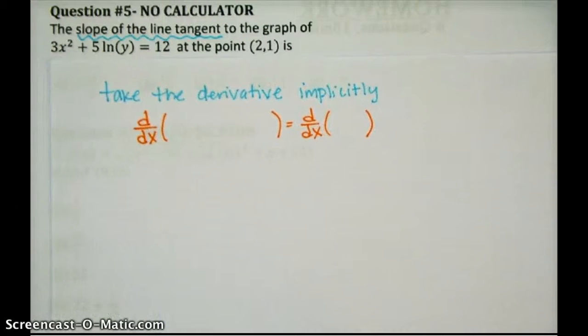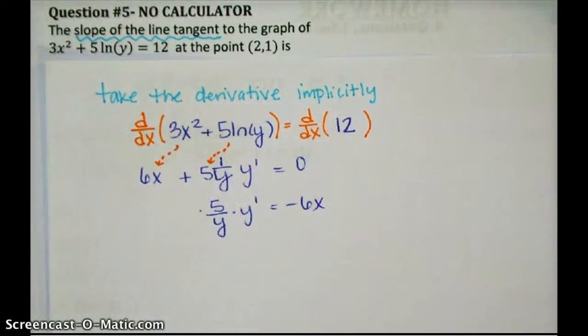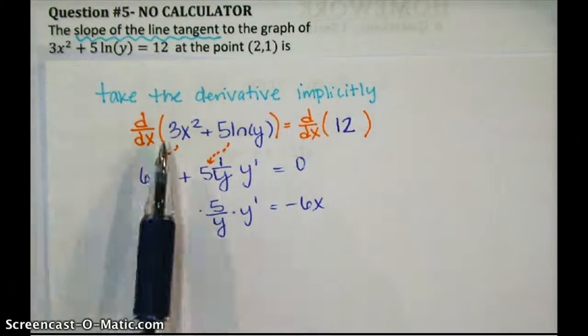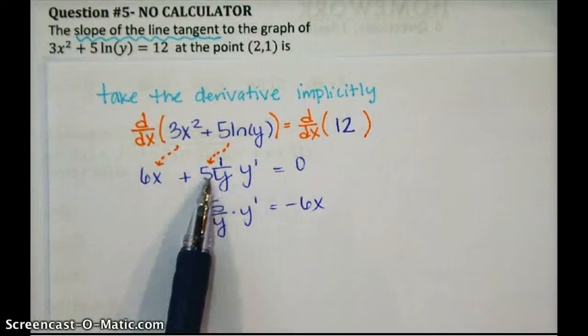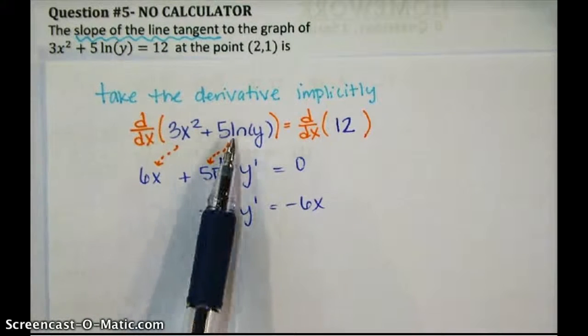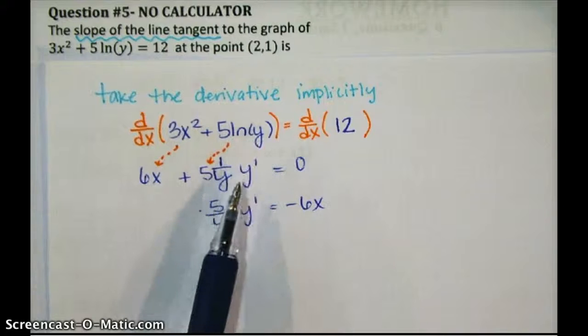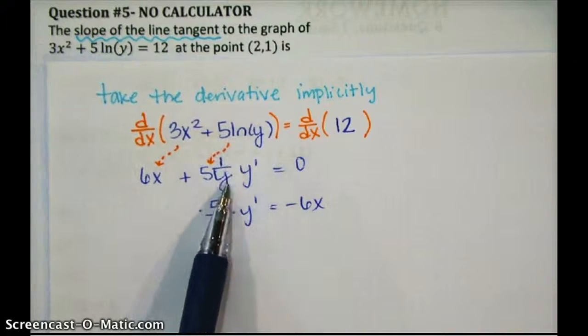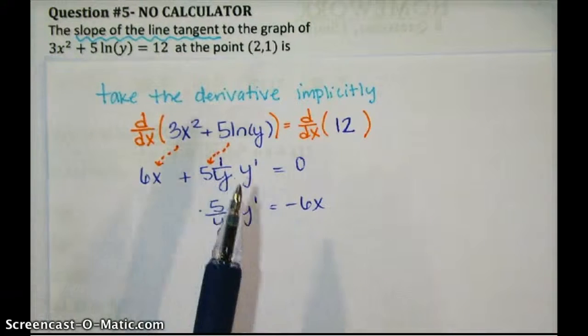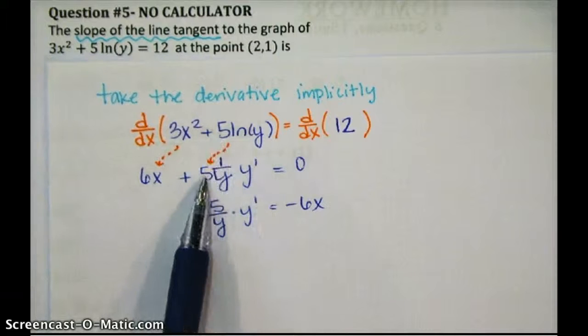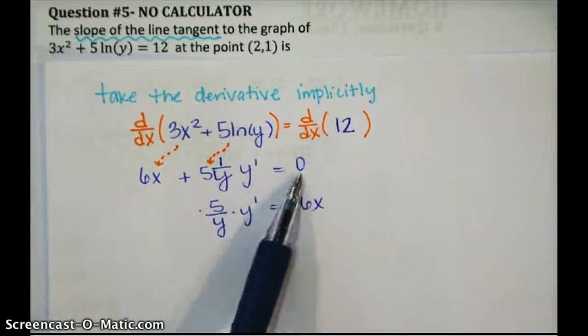Remember that that means taking the derivative of both sides and treating y as if it's like f of x, it's a function. So doing this is pretty straightforward. That's just a regular power rule. This is the good old chain rule, where ln of something is the outside function and the derivative is 1 over that thing. And the inside function is y and its derivative is y prime, and the 5 just hangs out in front. That's a constant multiplier. And the derivative of a number is 0.